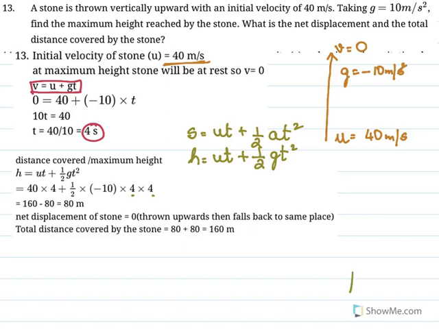So it goes up 80 meters, and it comes down 80 meters. Of course the displacement will be 0 because it comes back to its initial position, but the distance covered will be 80 plus 80, which is 160 meter.